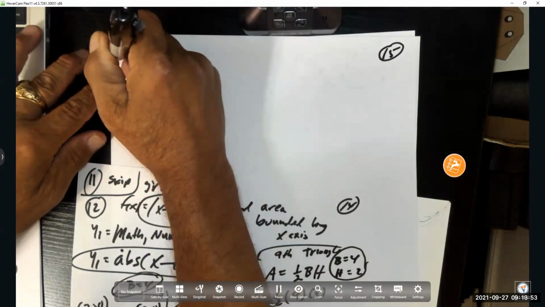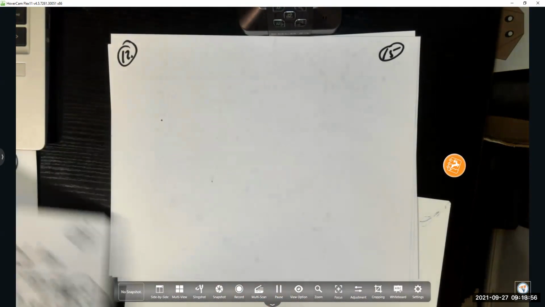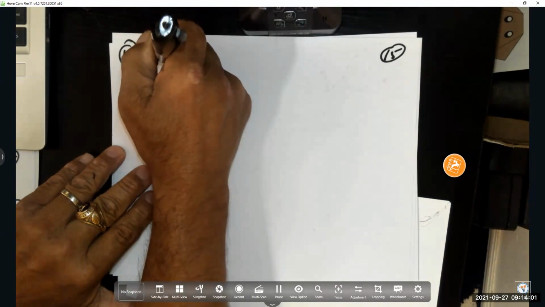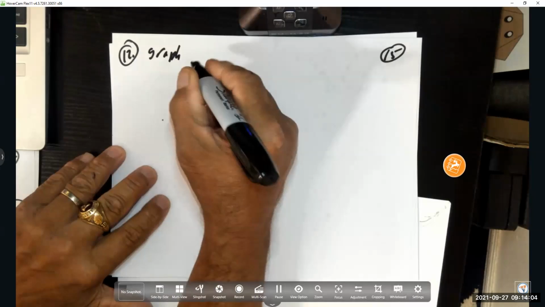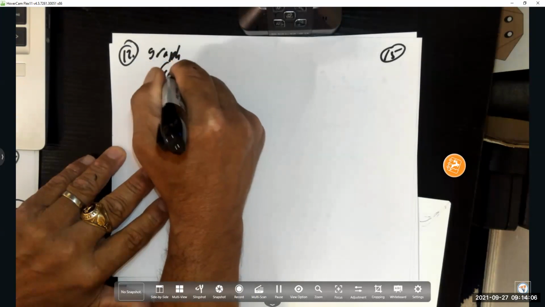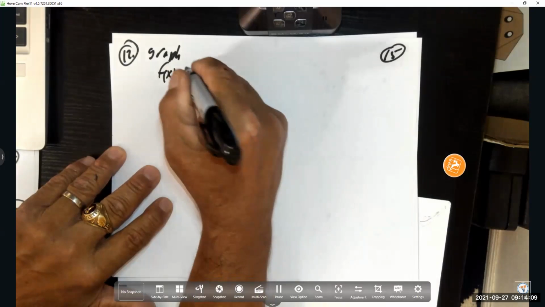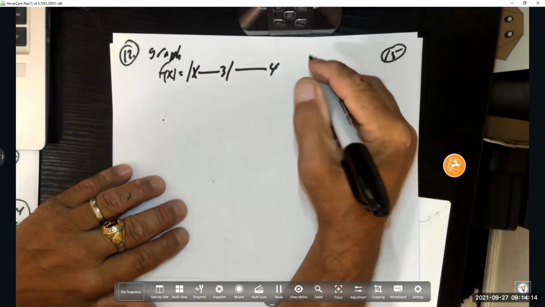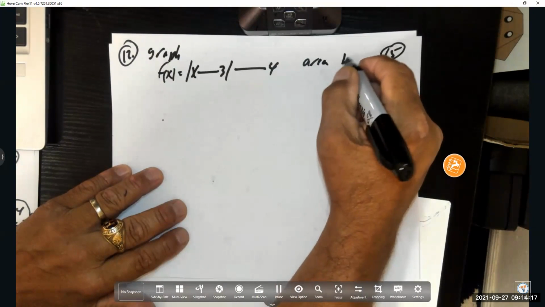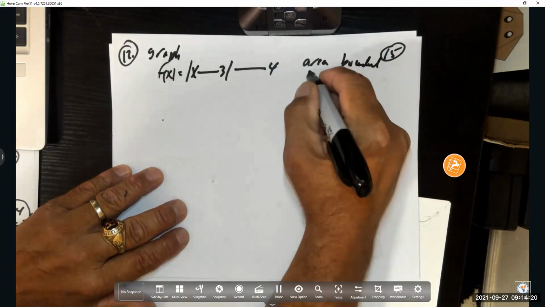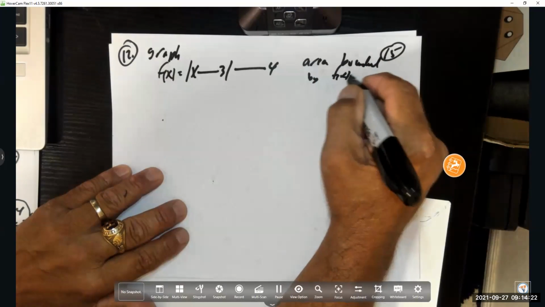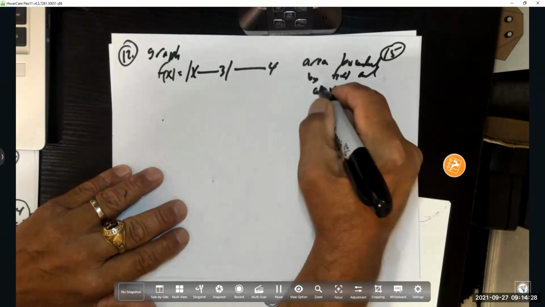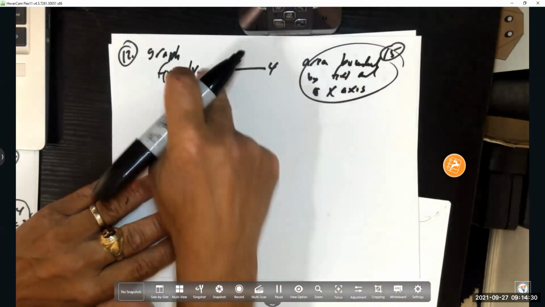So I'm gonna go to number 12 again. The numbers have to be different. All right, so let's say graph. Say f of x is absolute value of x minus 3, minus 4. The next script is going to say find the area bounded by f of x and the x-axis. And then we'll do that later. Let's just do this part here.